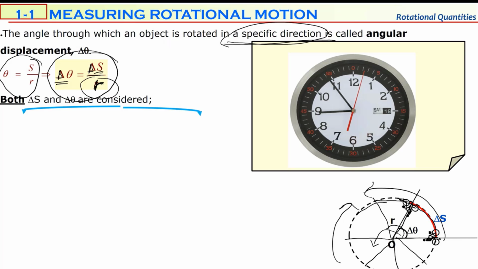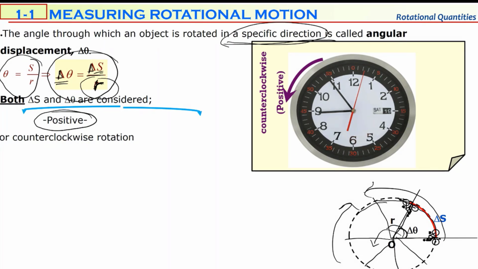I told you about direction. Yes, directions. If an object turns in the counterclockwise direction, both delta s and delta theta will be written as positive. Counterclockwise means the opposite of a clock. A clock is turning like this. So if an object turns in the opposite direction of a clock, it's called counterclockwise, sometimes anti-clockwise in some books, but your book is using the definition counterclockwise.